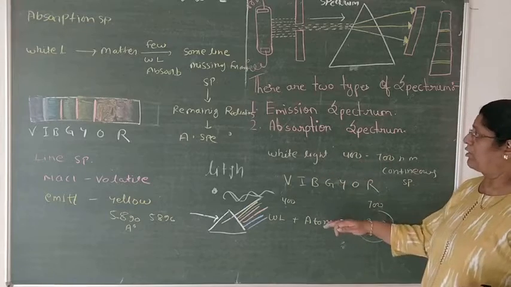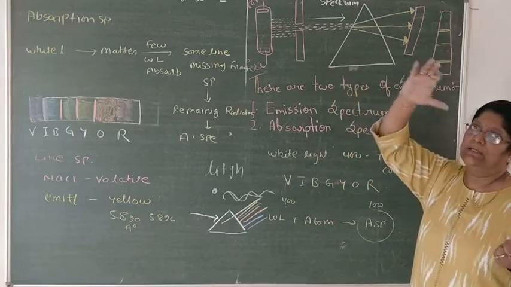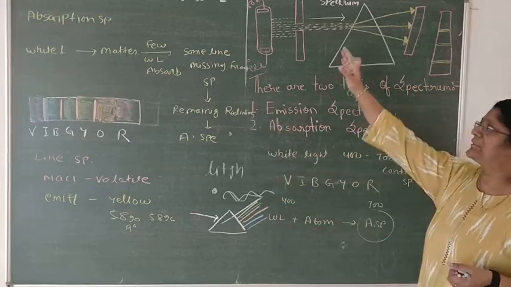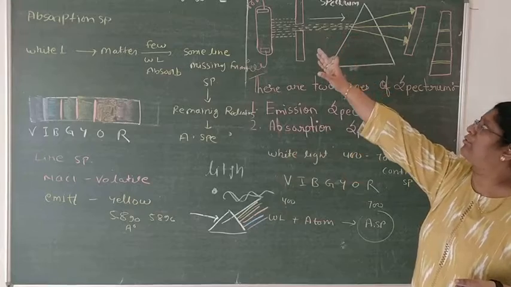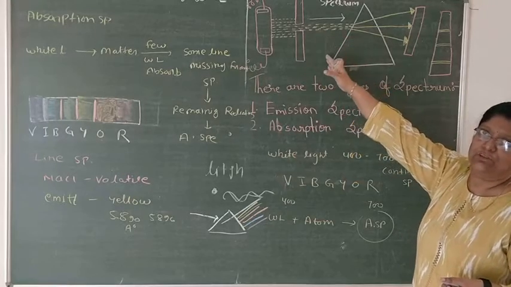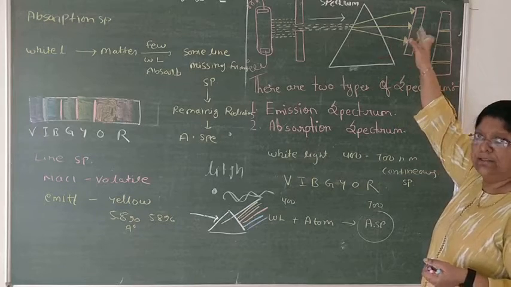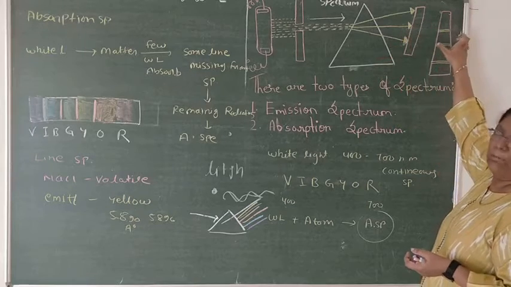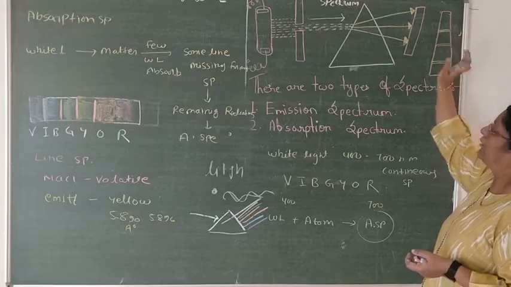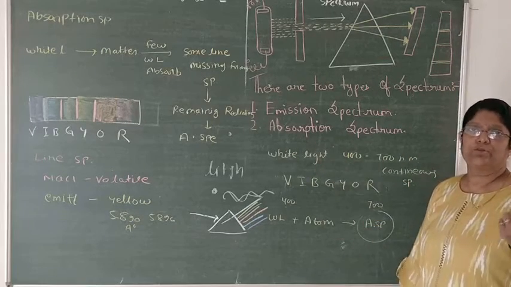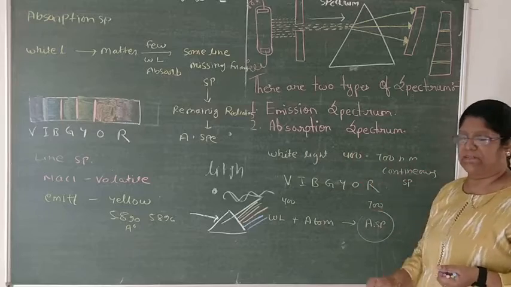Before that, I am repeating: there is a discharge tube, and in that tube there is an ionized gas, with 2 electrodes. The rays pass through a slit, fall on a prism, are scattered in their own lines and colors, observed in a spectrometer and known as a spectrum. We will talk about absorption spectrum first.